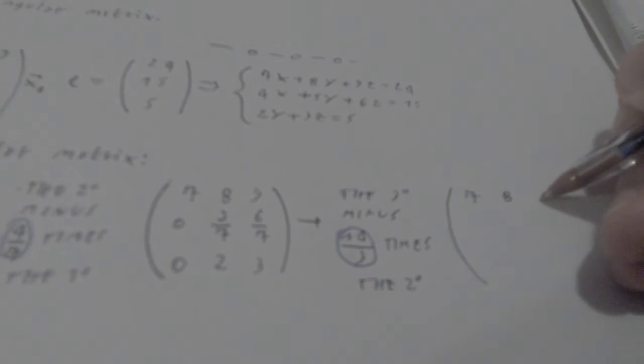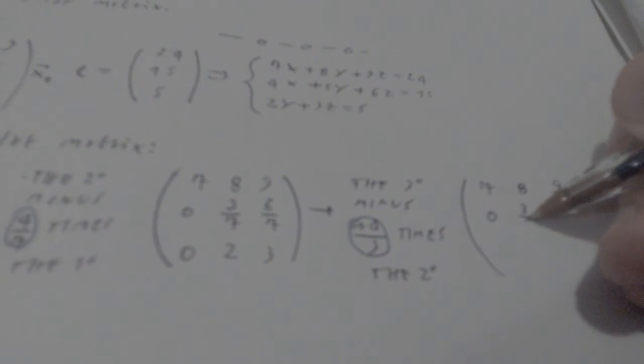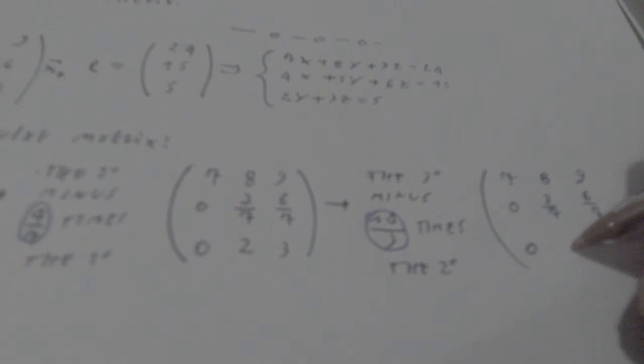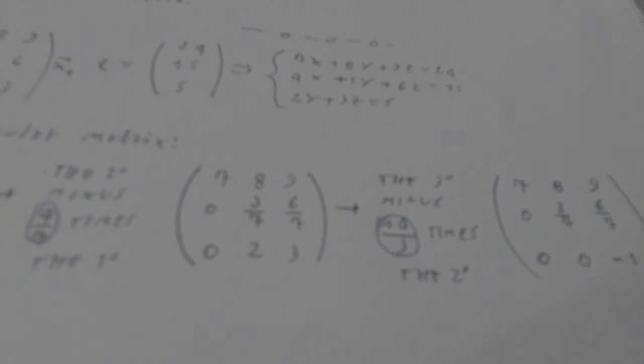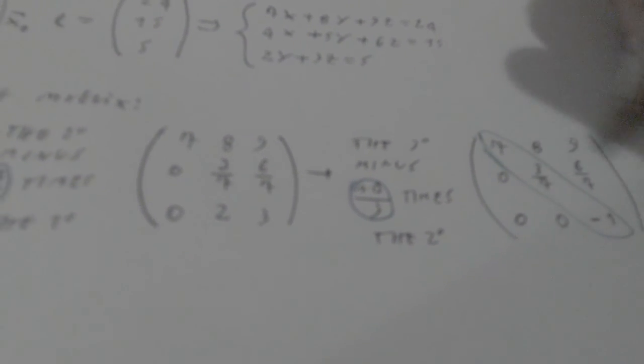So I'm basically going to get 7, 8, 9, 0, 3/7, 6/7. I just want to get a 0 here, so 0, 0, -1. It's going to be our main diagonal, and as you can see, we've got 0, 0, below the diagonal, so this is our upper triangular matrix. So we are kind of happy here.